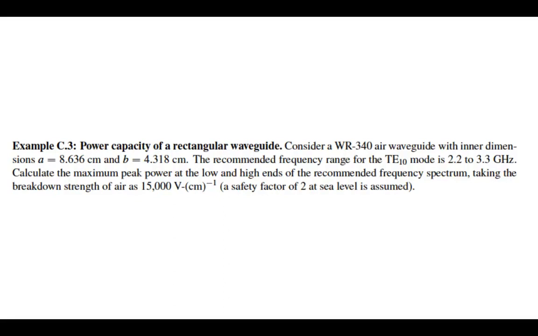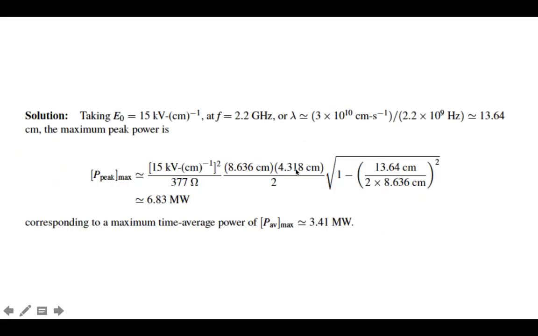gigahertz. We want to calculate the maximum peak power at the high and low ends of the recommended frequency range. So in other words, we want to use the breakdown strength of air as 15,000 volts per centimeter. At that particular level, a safety factor of 2 at sea level is assumed. So what we want to do then is solve this for both 2.2 and 3.3.